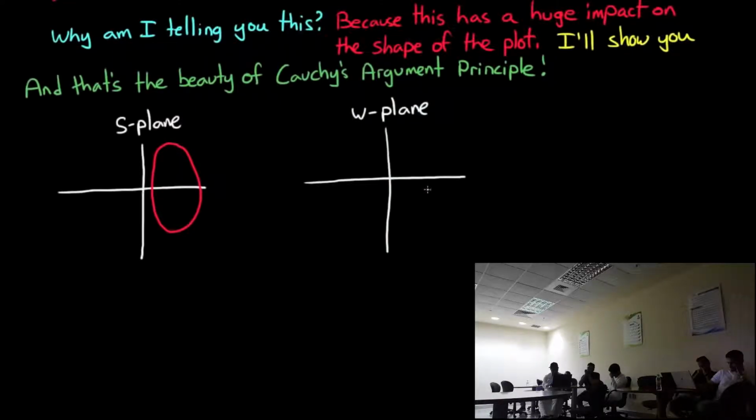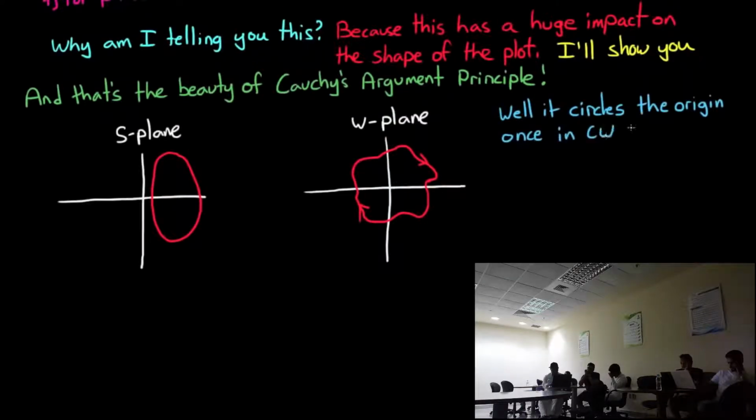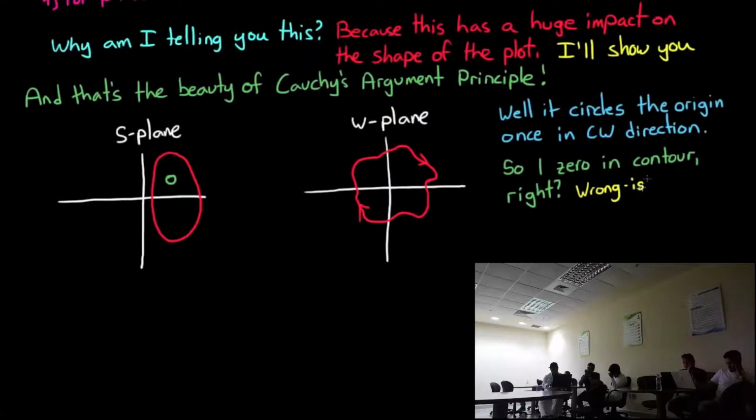So let's see, if I gave you this arbitrary contour and then told you that the mapping in the W-plane looked like this, what could you tell me about what's inside? Well, let's see, it circles the origin once in the clockwise direction, so there must be 1 zero inside the contour, right? Wrong. Well, sort of wrong. Remember, all this tells us is that there is 1 more zero than poles inside the contour. So if there are no poles, then there is 1 zero. But what if there's 3 poles? Then there must be 4 zeros.